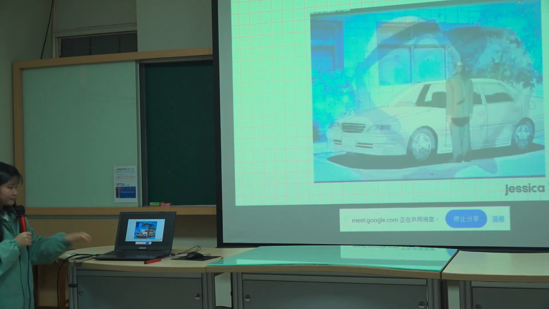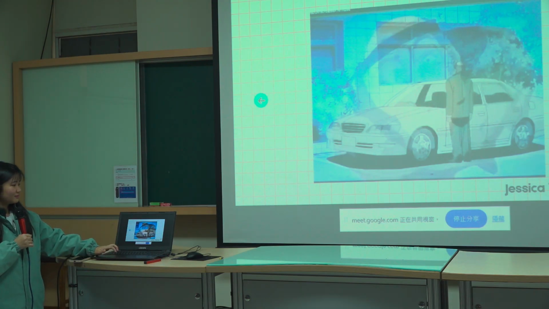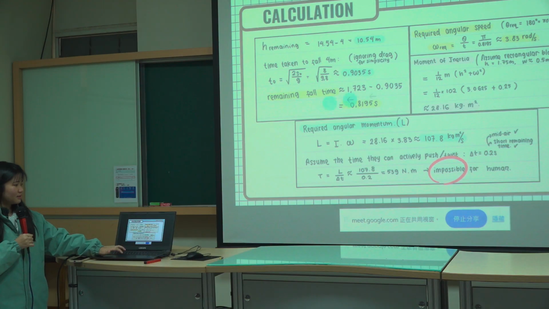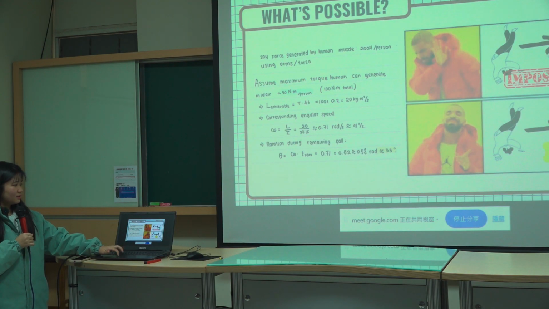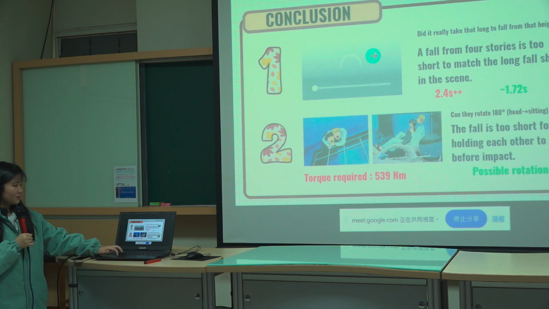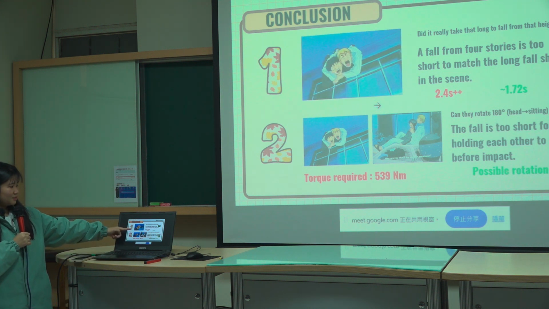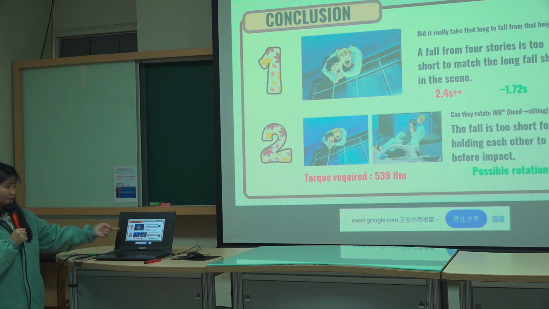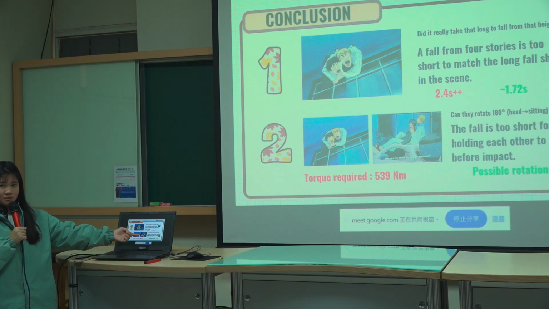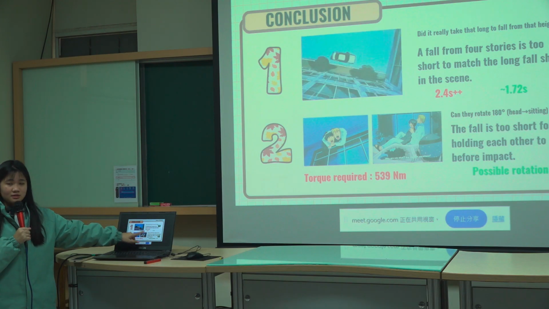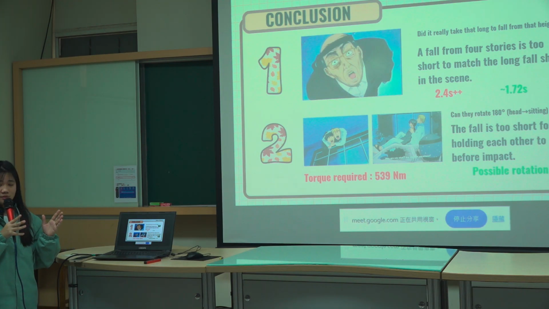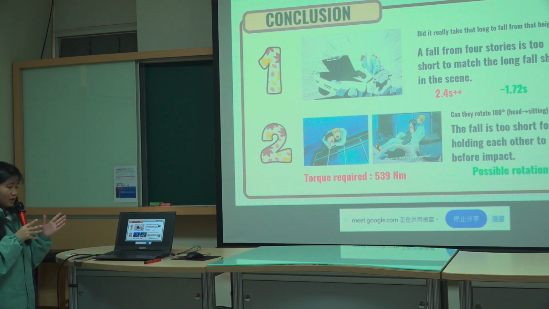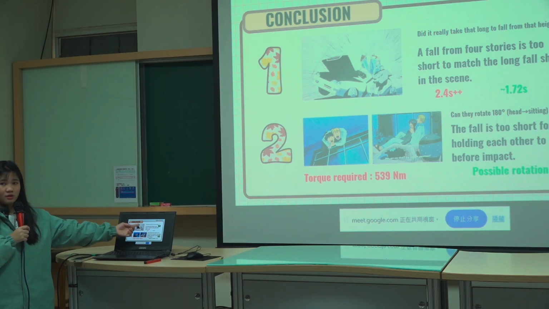Okay. How about the first point? Can you show me the first point? What was the conclusion? The fall from this one is too long because it took 2.4 seconds, but after we calculate, it's only 1.72. It's only one scene, so if we combine with the other POV, it will exceed it by a very long time. This one is useful for the second problem.